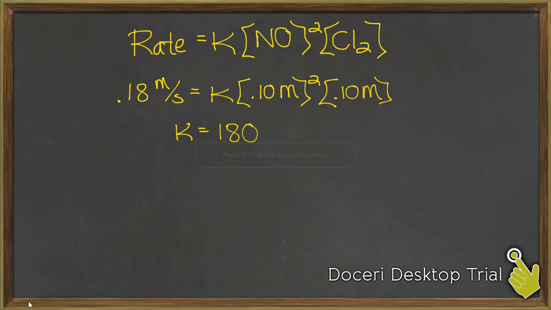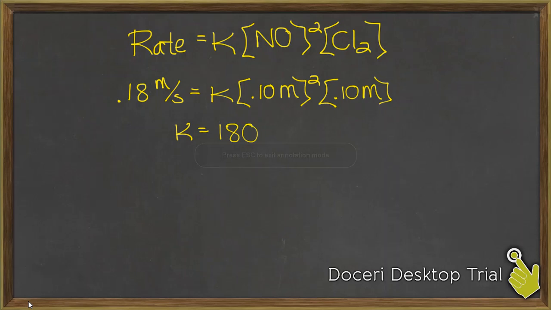Now here's the tricky part. The question usually is going to say determine the value of the rate constant with appropriate units. And ladies and gentlemen, I hate to say this, the units for K, that rate constant, are different for every question. But I'm going to show you how to figure it out.